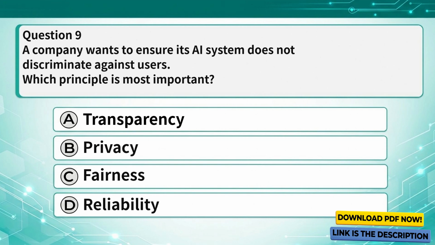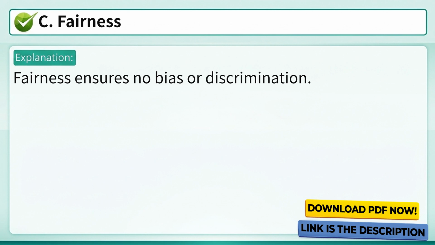Question 9. A company wants to ensure its AI system does not discriminate against users. Which principle is most important? A. Transparency. B. Privacy. C. Fairness. D. Reliability. Answer, C. Fairness. Explanation. Fairness ensures no bias or discrimination.